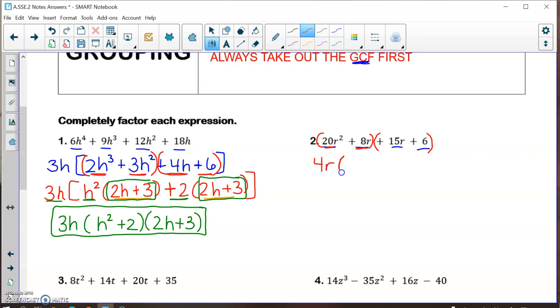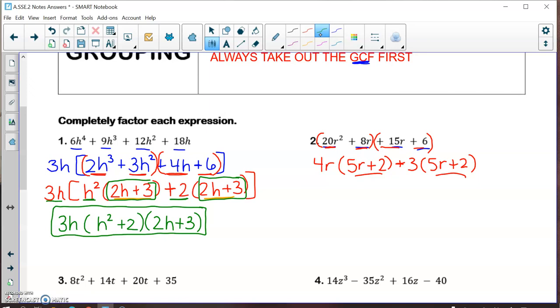And now rewriting that 20r squared plus 8r without the 4r in it, I would have a 5r plus a 2. Out of my next 2 terms, I must take out an operation, which I'm going to take out an addition sign, and a number. I'm going to take out a plus 3. And when I take out that plus 3, I'm left with a 5r plus a 2. You know that you did the problem correctly if both sets of your parentheses match exactly, which they do.